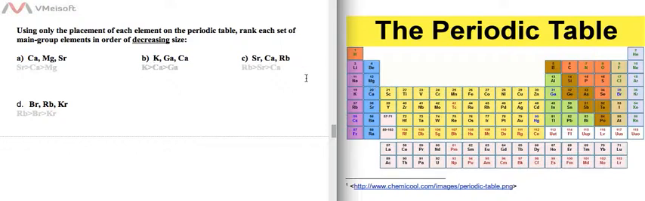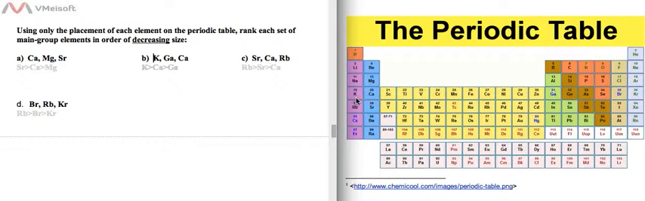All right, what about potassium, gallium, and calcium? What did we say the most significant change is as you go across the period? The increase in effective nuclear charge. So when you go from potassium to calcium, how is that increase in effective nuclear charge going to affect the size of those atoms?